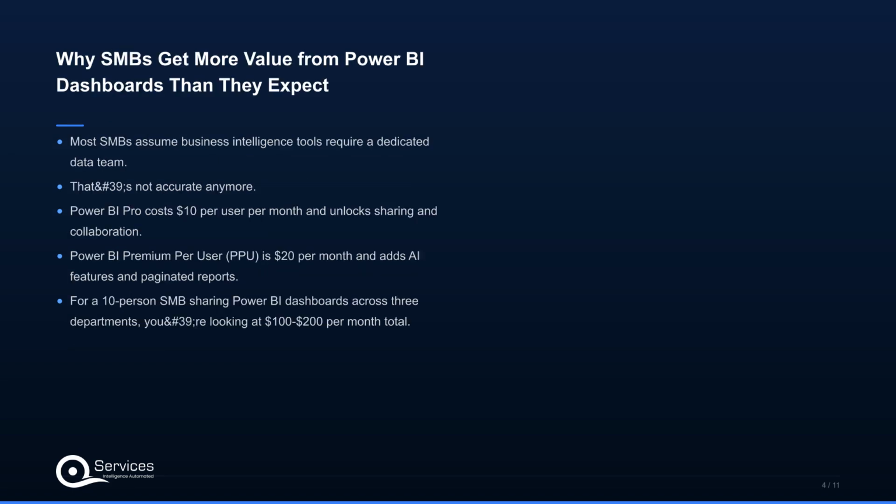Next up, why SMBs get more value from Power BI dashboards than they expect. Most SMBs assume business intelligence tools require a dedicated data team. That's not accurate anymore. Power BI Pro costs $10 per user per month and unlocks sharing and collaboration. Power BI Premium per user is $20 per month and adds AI features and paginated reports. For a 10-person SMB sharing Power BI dashboards across 3 departments, you're looking at $100 to $200 per month total. That's comparable to what many teams spend on a single SaaS analytics add-on with far less flexibility.